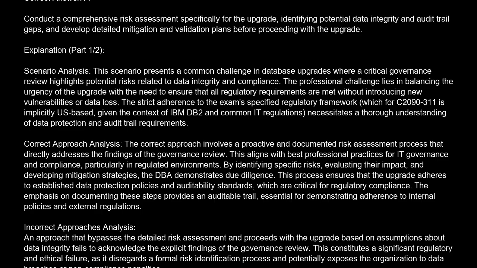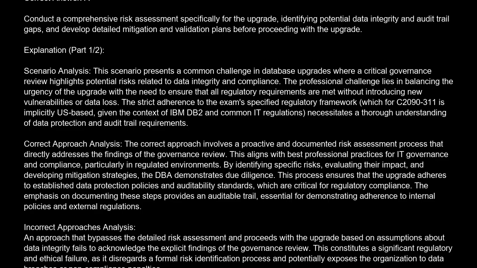Correct approach analysis. The correct approach involves a proactive and documented risk assessment process that directly addresses the findings of the governance review. This aligns with best professional practices for IT governance and compliance, particularly in regulated environments. By identifying specific risks, evaluating their impact, and developing mitigation strategies, the DBA demonstrates due diligence. This process ensures that the upgrade adheres to established data protection policies and auditability standards, which are critical for regulatory compliance. The emphasis on documenting these steps provides an auditable trail, essential for demonstrating adherence to internal policies and external regulations.